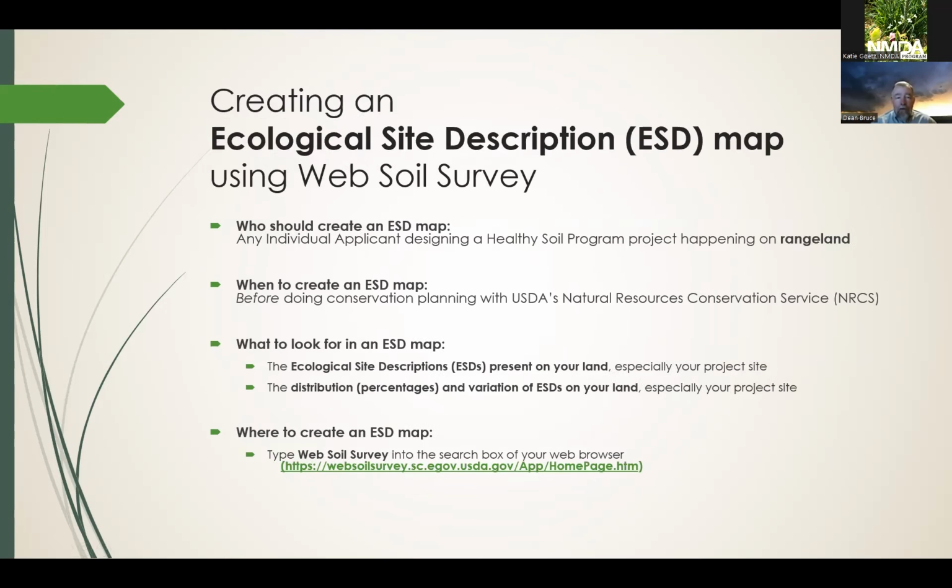So next slide, please. For an ecological site description map, you will also use Web Soil Survey. And these maps will be completed for individual applicants that are applying for the Healthy Soil Program on rangeland. So any application that includes rangeland will need an ecological site description map. Again, it's best to complete this ecological site description map prior to meeting with your USDA NRCS conservation planner so that you can have the basic information in hand, such as the ecological site descriptions that are present on your land, especially your project site, as well as the distribution or percentages of those ESDs that occur on your land. You will create the ecological site description map on Web Soil Survey. So both the soil map and the ecological site description map will be completed on the same web software.